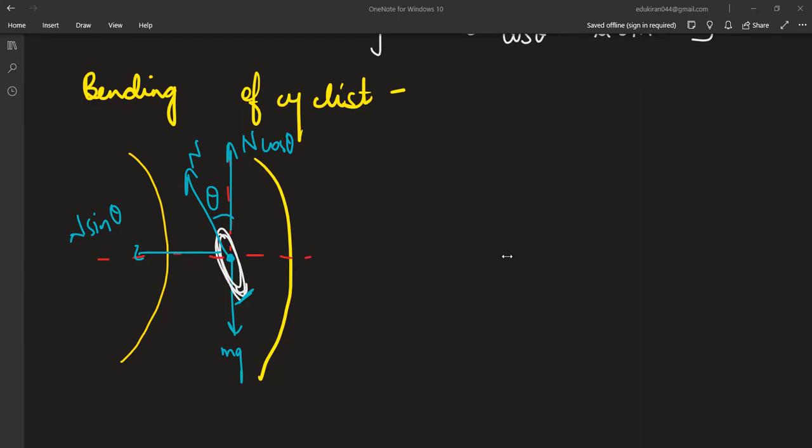N sin theta. Which force? N sin theta, correct. See, N sin theta is providing the necessary centripetal force, right? So N sin theta is equal to mv square by r, because here this is acting towards the center and along the radius.